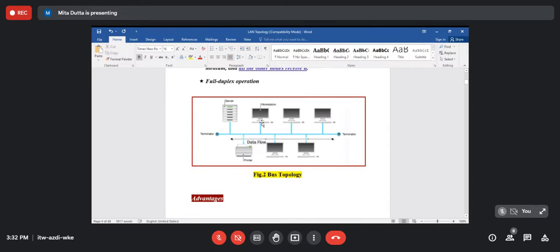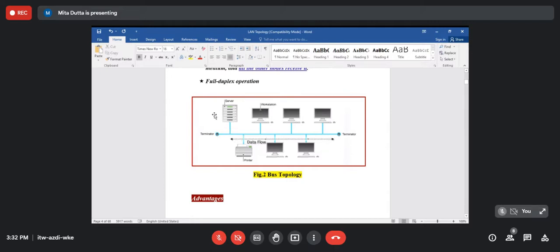These are the cables, and this cable is bidirectional. That means the signal is bidirectional. That means it will receive signal. Each workstation or server will receive information from the bus, as well as the server and the workstation will send information through the bus. So the signal is bidirectional.